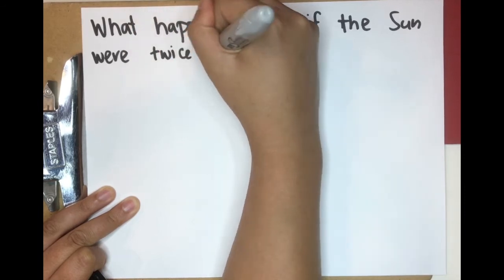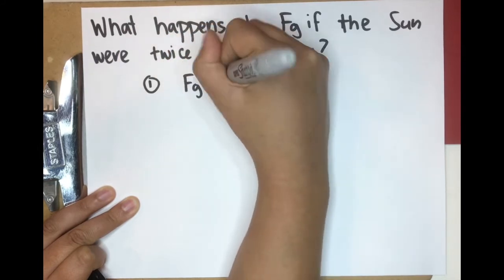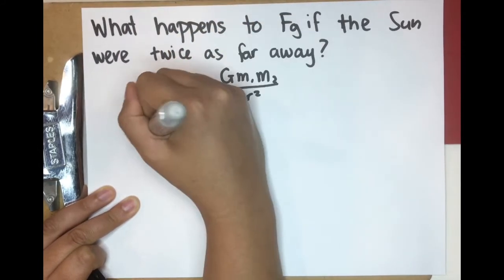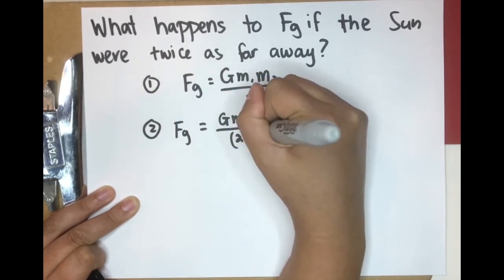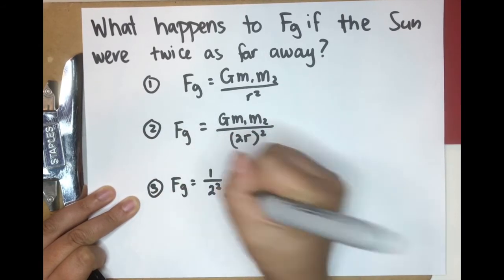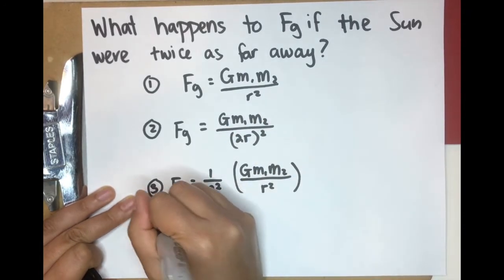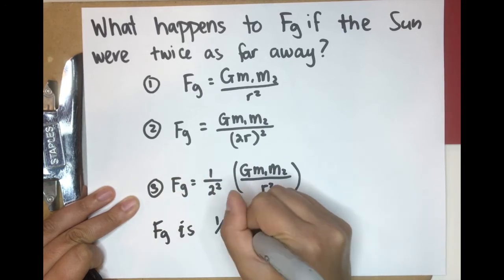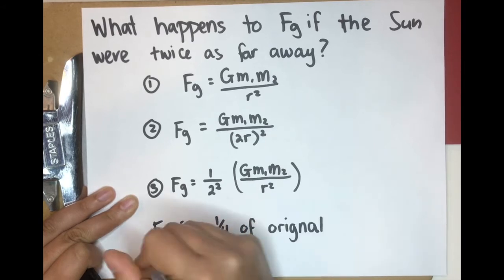So let's try another example. What would happen to the gravitational force if now, instead of being twice as massive, the sun were twice as far away? We write down the original equation. We substitute in twice as much radial distance, so that's 2r squared. And finally, we sort the original equation to the right, being careful of the square in that parentheses there. And that means the gravitational force is 1/4 of the original force. That means it's weaker than it was before, or smaller.